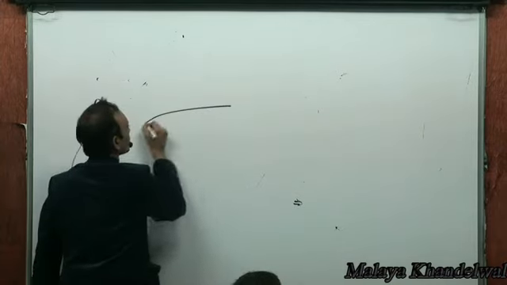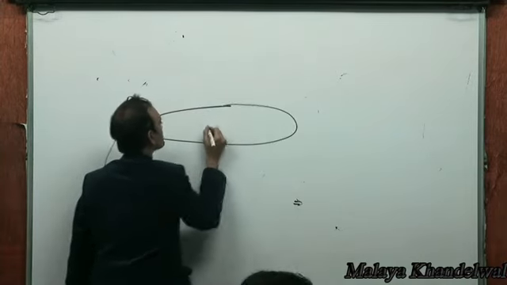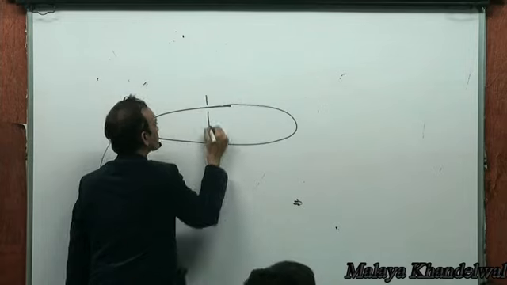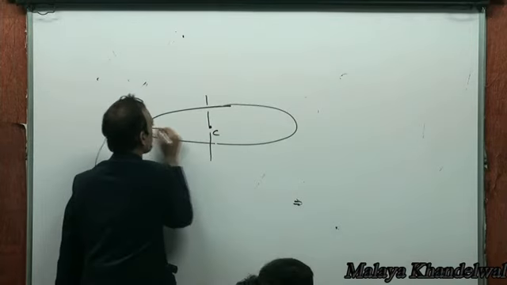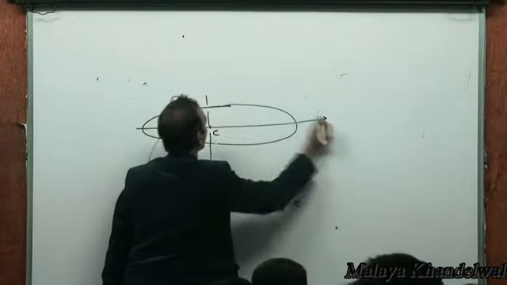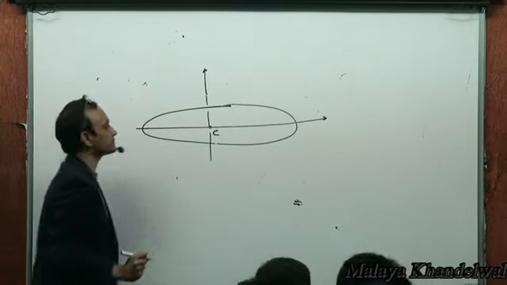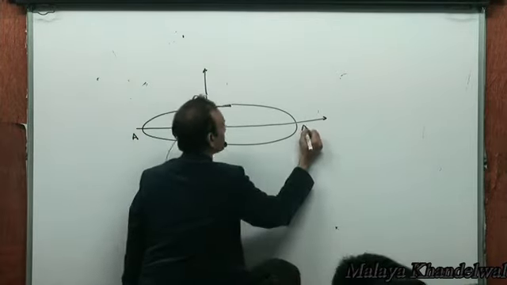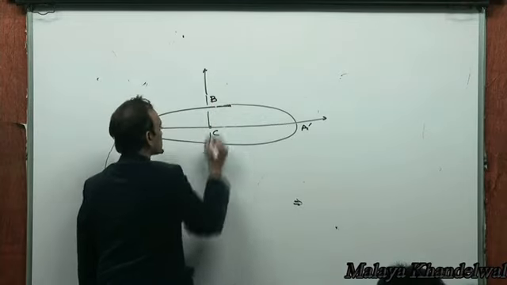See, in general, if this is an ellipse, this is the center C of the ellipse. These are the axes of the ellipse. Say AA prime and BB prime are the axes of the ellipse.